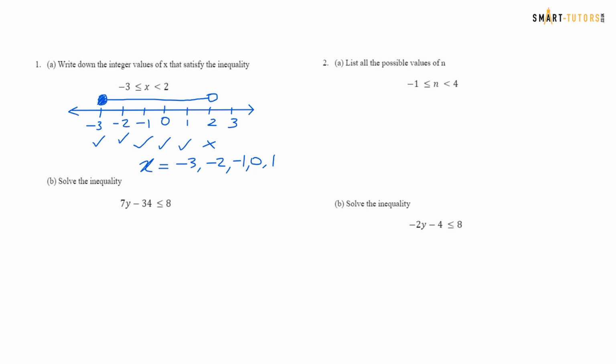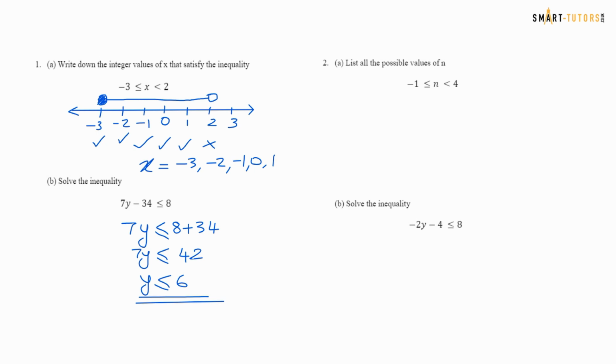Question number B. Solve the inequality 7y minus 34 less than or equal to 8. So what you want to do, 7y less than or equal to, move the 34 to the other side, so it becomes plus 34. So 8 plus 34. 7y less than or equal to 42. Divide both sides by 7, y less than or equal to 6. So that is the solution for the B part.